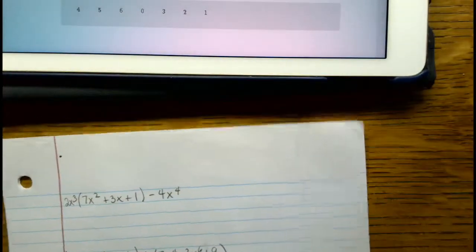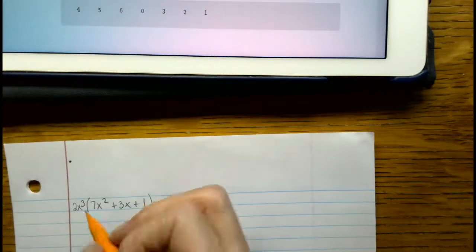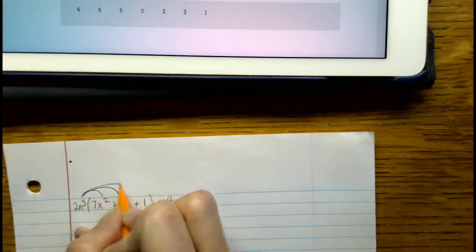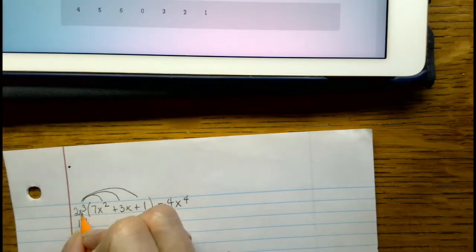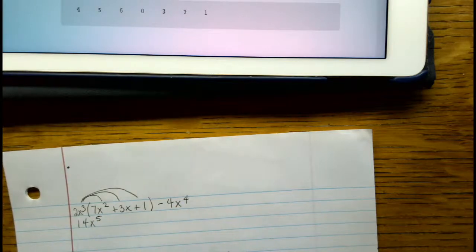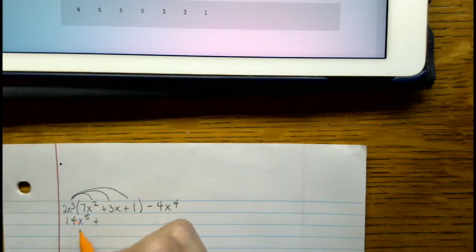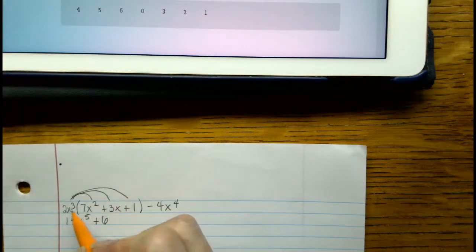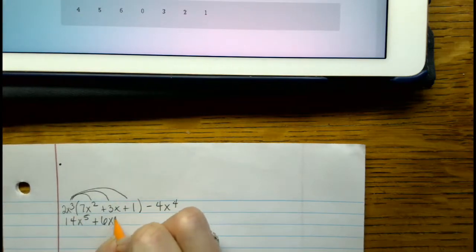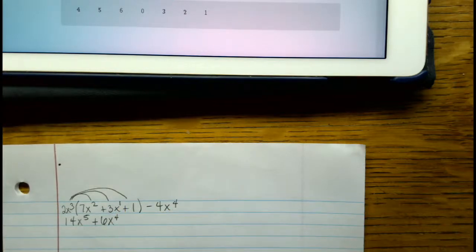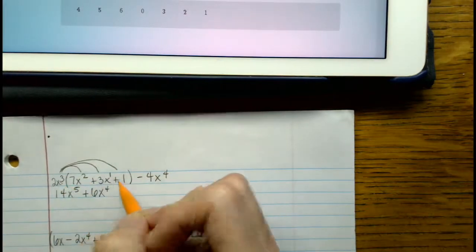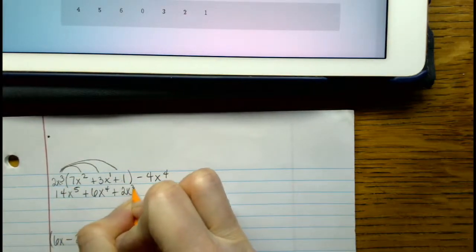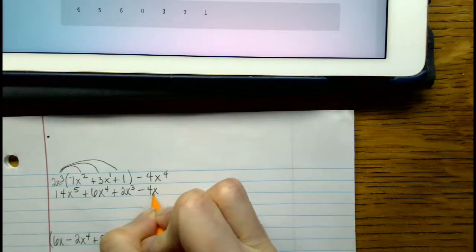So first of all, our first one is here. And we're going to distribute the 2x cubed. When we do, 2 times 7 is 14. X cubed times x squared is x to the 5th. We add the exponents. 2 times 3 is 6. X cubed times x is x to the 4th. Remember, when there's no exponent written, it's a 1. And we're going to add the exponents. And then 2x cubed times 1 is 2x cubed. And then we have minus 4x to the 4th.